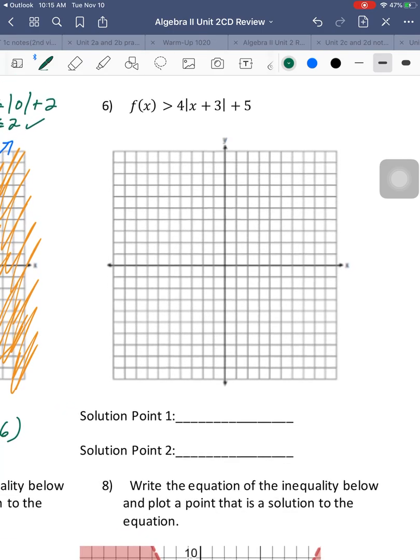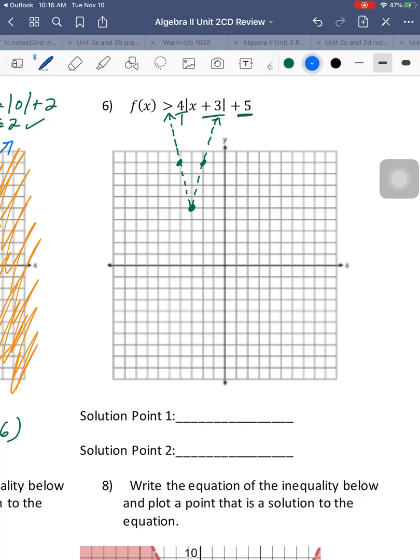All right, moving on to number 6. So we're going to go left 3, up 5. That's your vertex. Got your slope, 4 over 1, so up 4 to the right 1, up 4, left 1. It's not equal to, so it's going to be a dashed line. Very skinny. Slope of 4 is very steep.